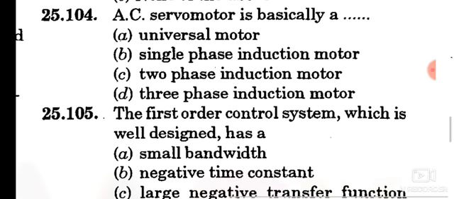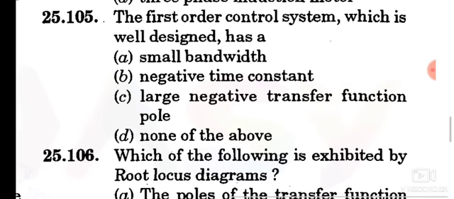Question number 104. AC servo motor is basically a option C, two-phase induction motor. Question number 105. The first order control system which is well designed has a large negative transfer function pole. Option C is the correct answer.